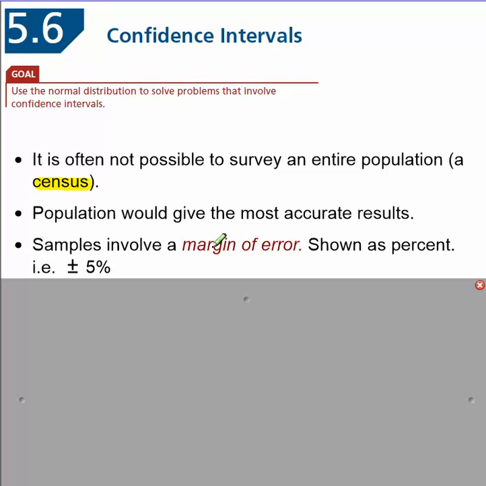Samples are not going to be completely accurate because of that, and they would involve a margin of error, and that's usually shown as a percent, plus or minus. So if you carried out a survey and you knew your survey was accurate within plus or minus 5 points, let's say you would expect that a light bulb would last 20 hours, plus or minus 5%. Well, you would have a range there when you would expect a light bulb to operate as it was expected.